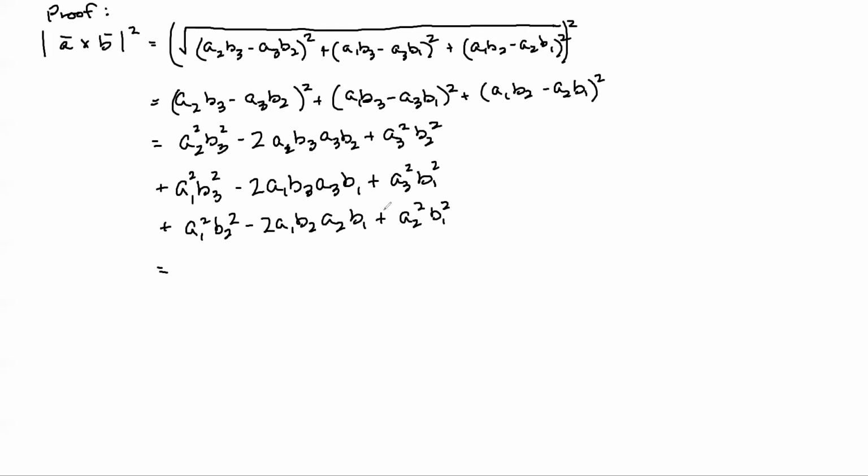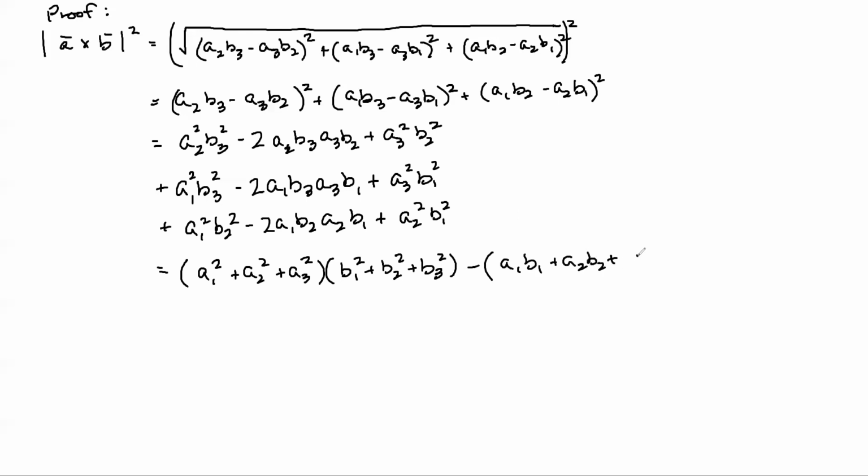Okay, and then the next step is something that you could go through and prove separately. It's not obvious just by looking at it, but we could take this and rewrite it into the following format. We could have A1 squared plus A2 squared plus A3 squared, times B1 squared plus B2 squared plus B3 squared, minus A1B1 plus A2B2 plus A3B3, squared. Now again, this is not obvious just to look at, but you could go through and verify this. If you were to do so, you'd start here, multiply this all out and then combine it, and it would reduce into this.